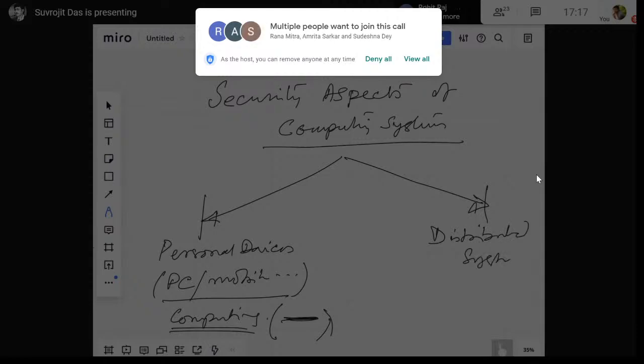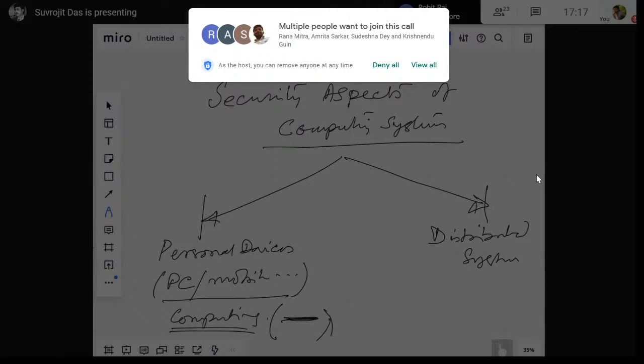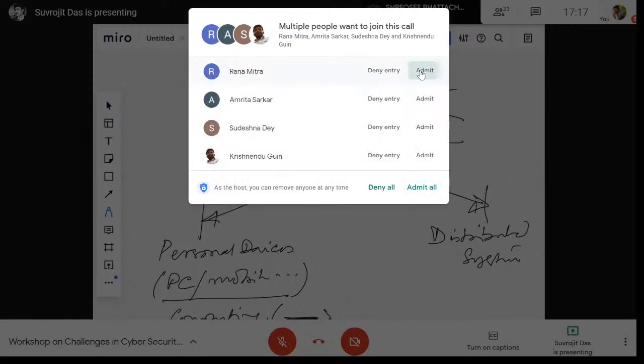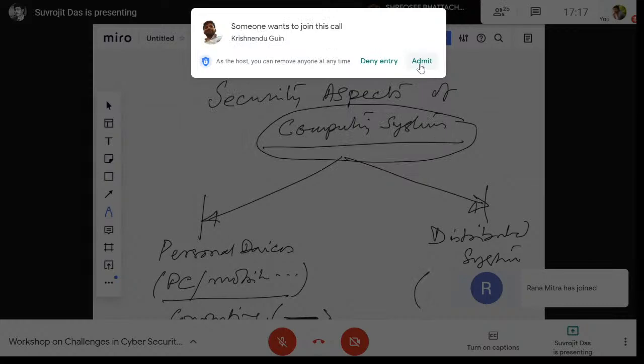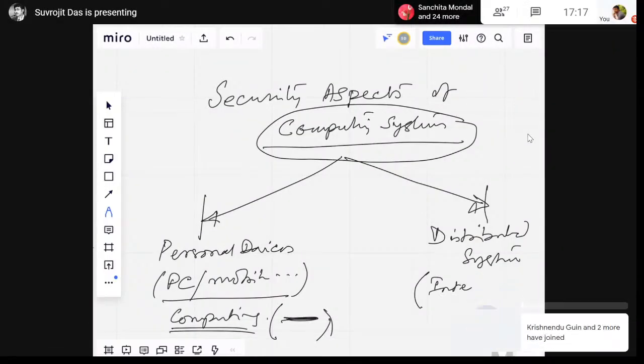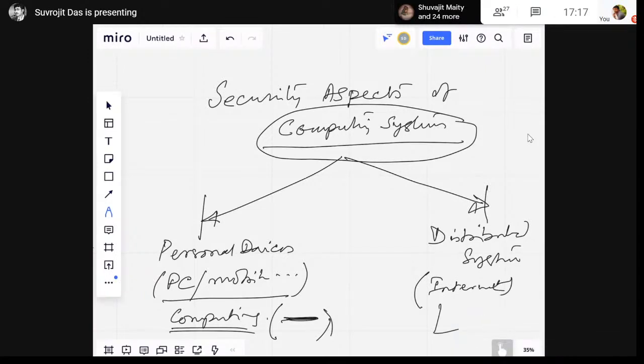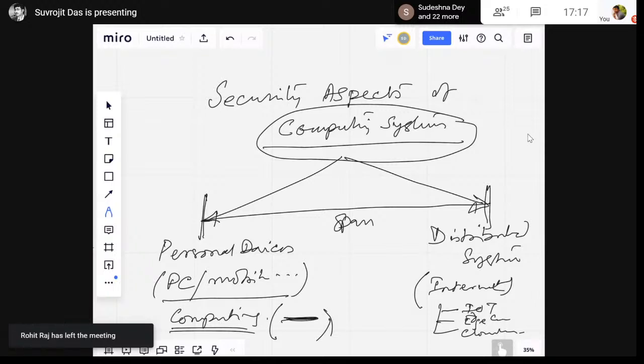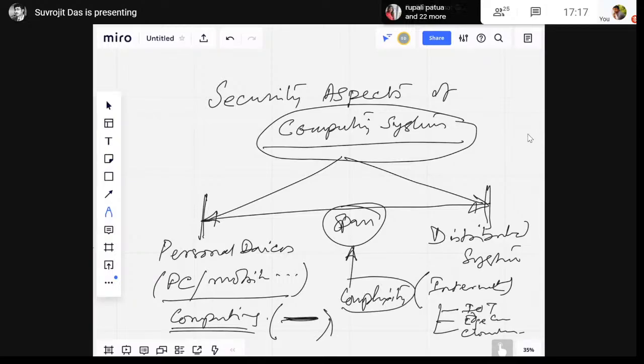So this is how I try to visualize computing systems in front of you, right? Distributed systems. And the best example of a distributed system is the internet. And there are many terminologies that you people often hear: IoT, edge computing, cloud computing, right? So these are all examples of distributed systems. So my intention is to make you understand this span. This span talks about the inherent complexity in thinking about security, right?